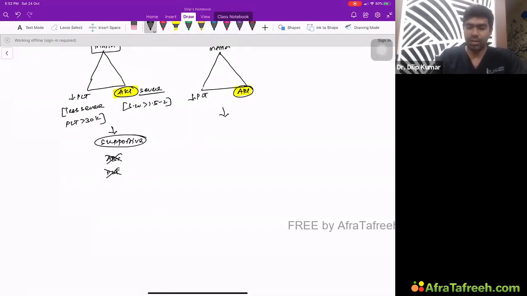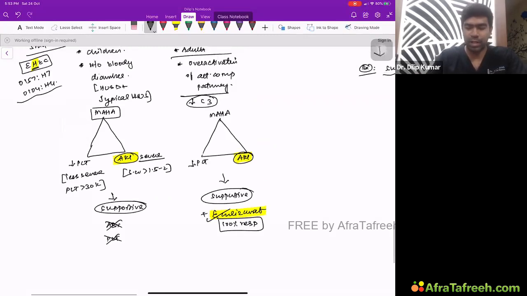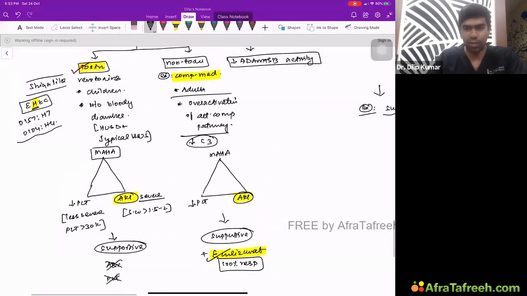And here the treatment, you have to use supportive treatment. Of course, you might be needing hemodialysis. Plus, you need to use one important treatment called eculizumab. Eculizumab is an anti-C5 monoclonal antibody that prevents the complement-mediated damage. Eculizumab is extremely helpful, with 100% response.